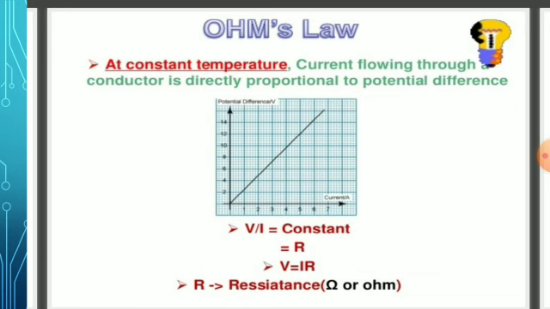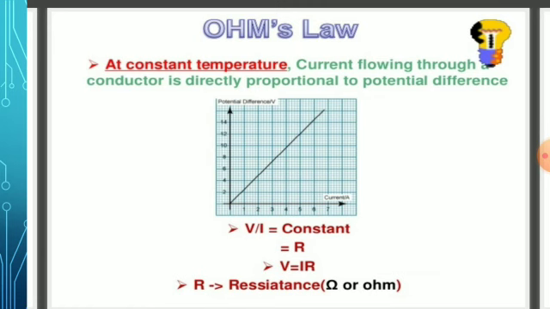Next one, Ohm's law. So actually it is stated by the scientist Georg Simon Ohm. So he relates the relationship between potential difference and current. How the two terms are related here? V and I are directly proportional.